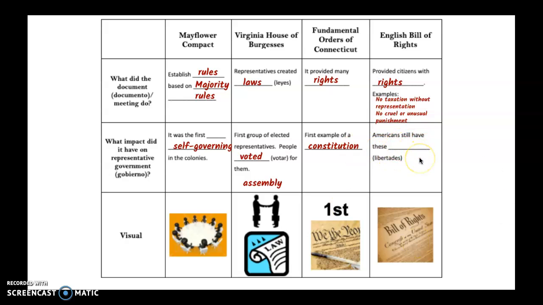I'll leave that off. You don't need to know it though. All right, these liberties today, we actually have a Bill of Rights. So I don't have a practice question.